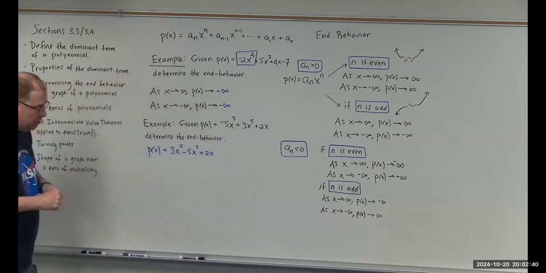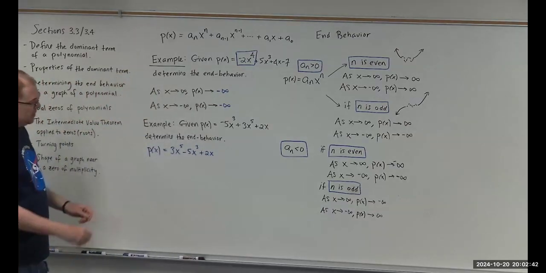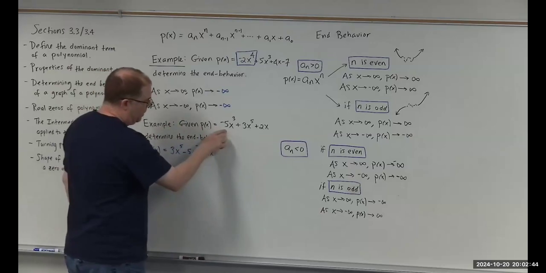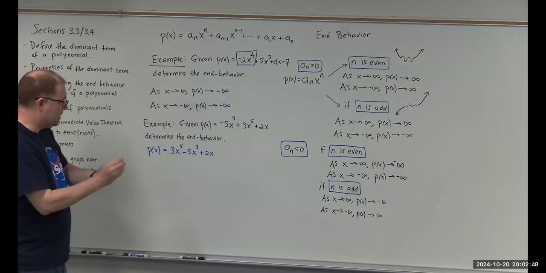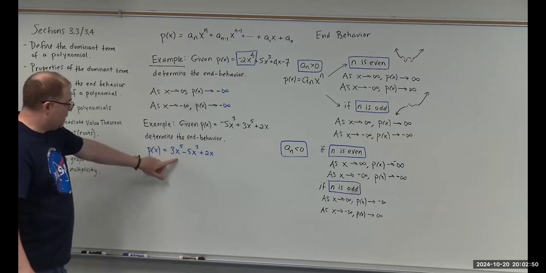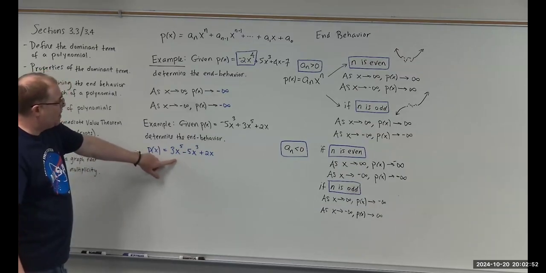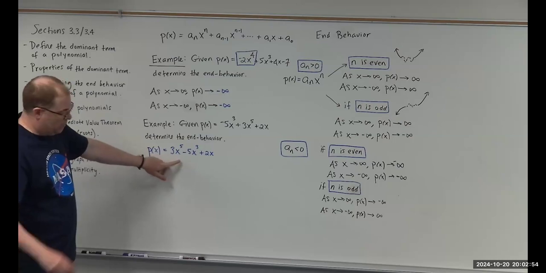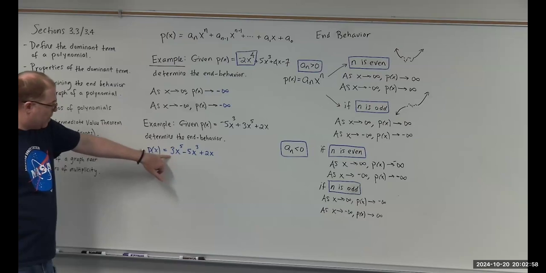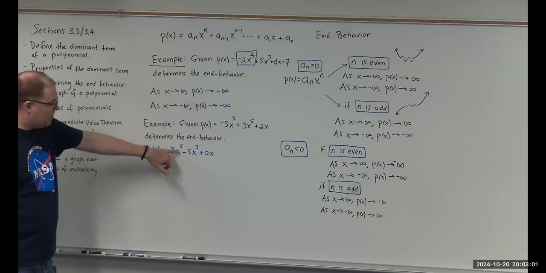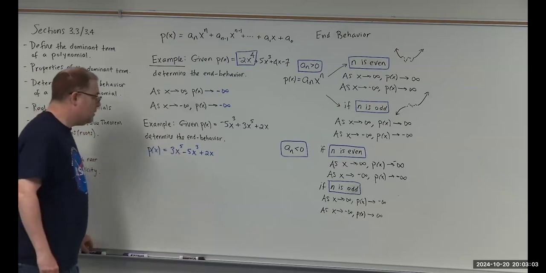So be really careful of that. Just because they give you the polynomial like this doesn't mean that this is going to be degree 3. Remember, the degree is the largest exponent, so it turns out that this is degree 5. With that in mind, this is a positive term, and this is odd.